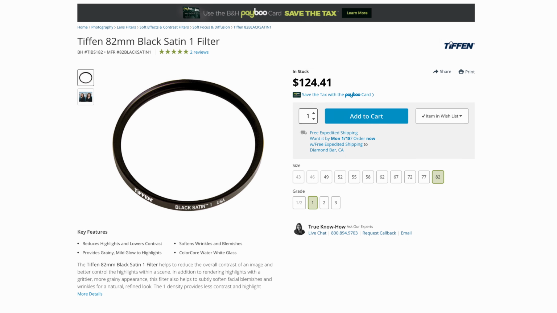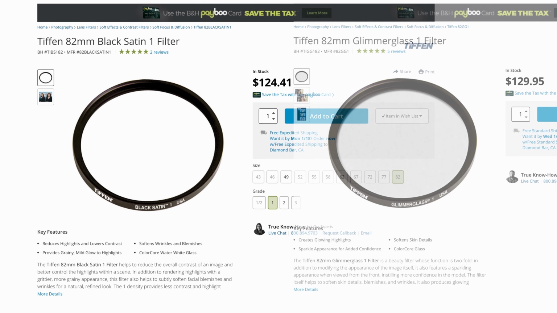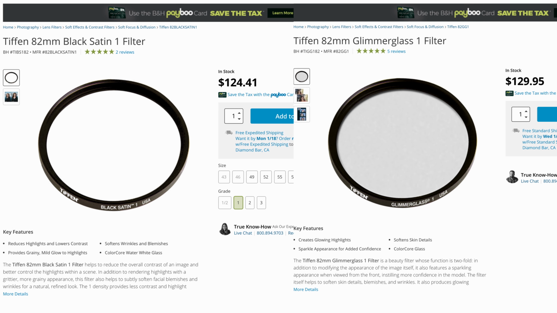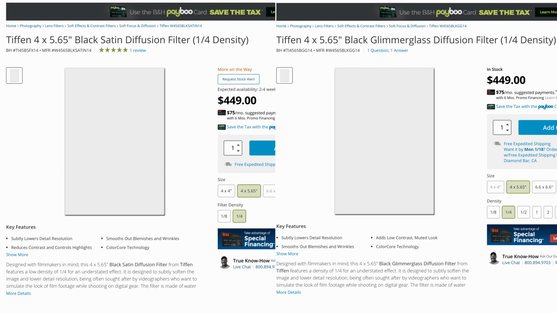So the most important thing you want to remember when comparing Glimmerglass and Black Satin is if you want a more grainy or texturized image in camera, go with Black Satin. If you don't want that, go with Glimmerglass. Price wise, they're pretty much the same, regardless if you're going with a circular version of it, the 82mm version or a 77mm version, or if you're going up to the pro level, 4x5 or 6x6 filters. They're pretty much the same price, Black Satin compared to Glimmerglass. So it really comes down to preference, right? What is it you want in camera?